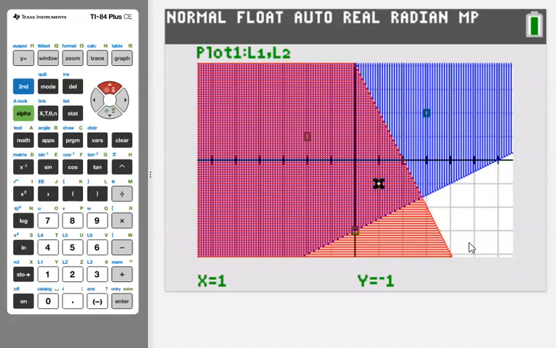Remember, if you get stuck or make a mess, you want to just start over. 2nd plus 7, 1, 2. You will need to turn your grid lines back on. You will need to adjust your window. I do recommend Zoom 4 for pretty much all of these. If you don't use Zoom 4, you're going to get some pretty ugly numbers when you use your arrows to locate points within your shaded region. Don't forget that an answer of 0 using the test menu means it's not a solution.